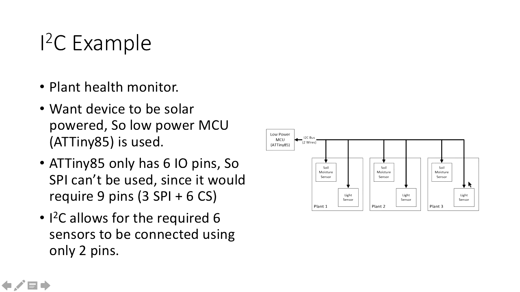When you are using a microcontroller that has only 6 I/O pins, how can you connect 6 I/O pins to so many sensors? You know what I meant? Then it would require 9 pins, 3 SPI plus 6 CS, because in the I/O pins you have to allocate for the 3 SPI, then you need the select pins. Then you can't use your SPI. I2C allows the required 6 sensors to be connected using only 2 pins. See? So you have to check: if your microcontroller has so many pins, yes, maybe you can use SPI, but that is not practical.